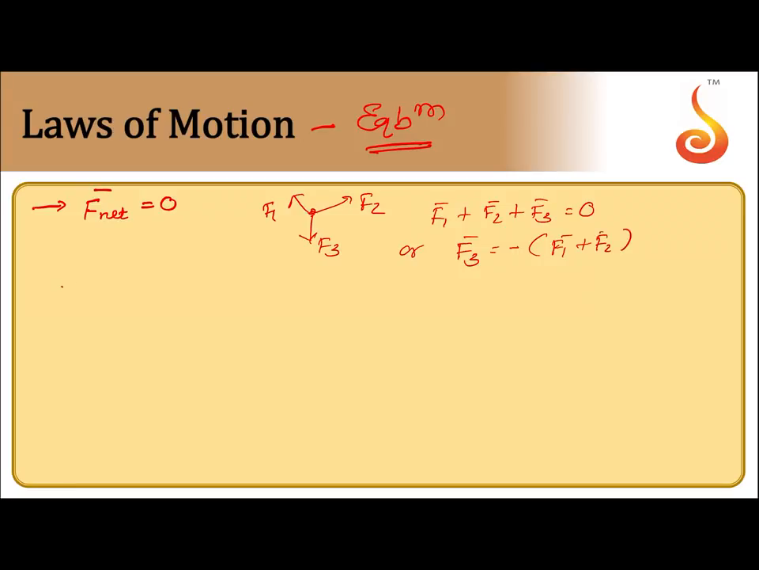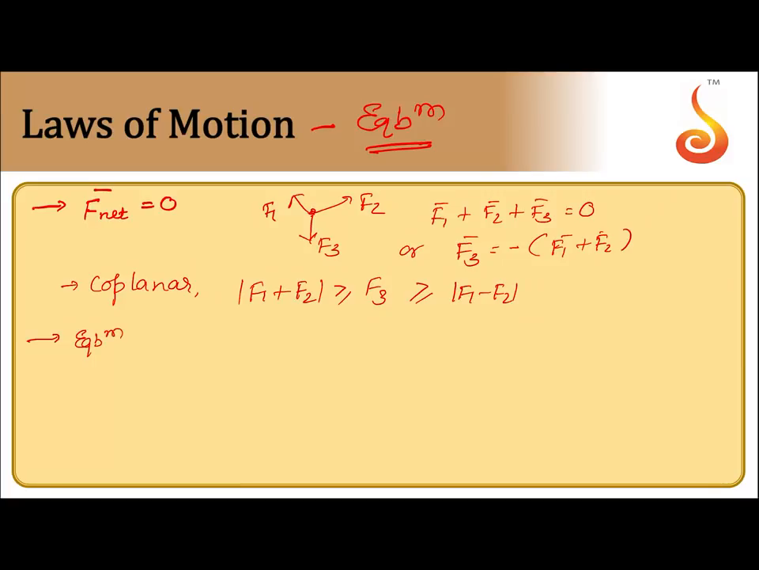Now, if these three forces are coplanar, then we know that the magnitude of the vector F1 plus F2 must be greater than or equal to F3. And of course, this is greater than or equal to F1 minus F2. That's right. So we can write F1 plus F2 greater than or equal to F3 greater than or equal to F1 minus F2.